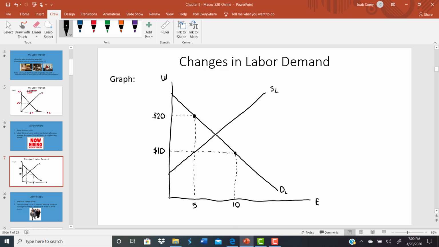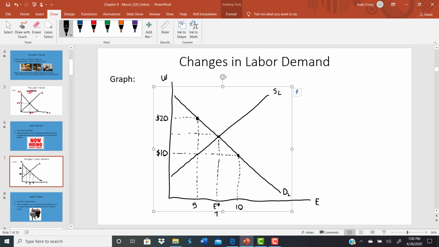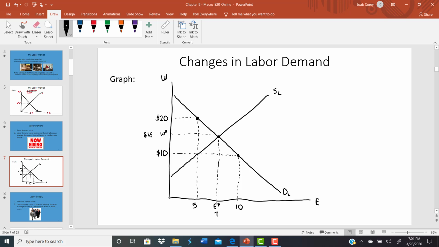But when you have a supply of labor, you're going to have an equilibrium quantity and wage rate. So maybe we have an equilibrium, or E star, here at 7 people, and an equilibrium wage rate, or W star, at $15 an hour.